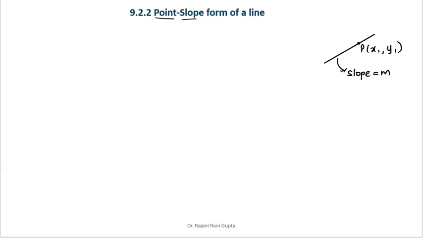Then, to write the equation of this line, we have to use the rule. What is the rule? Your point is x1 comma y1, slope is m. So the equation of line will be y minus y1 equals m times (x minus x1), where (x, y) is any other point on the line. As you are finding the equation of a line, it should be in terms of x and y.